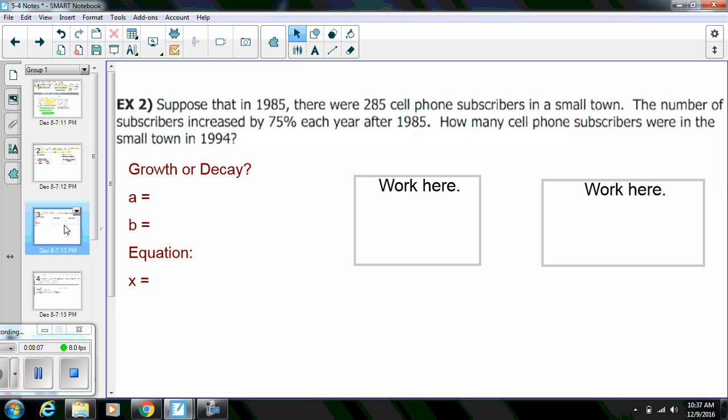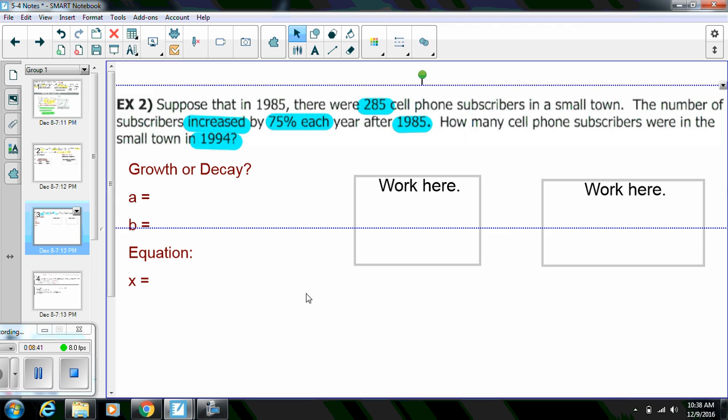So example 2, we're going to jump right in. Suppose that in 1985, there were 285 cell phone subscribers in a small town, very tiny. The number of subscribers increased by 75% each year after 1985. How many cell phone subscribers were in the small town in 1994? So we need to look at some of our information.